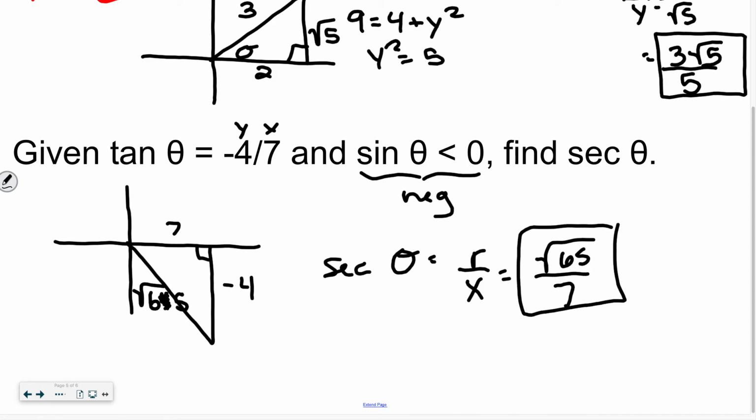Again, you can double check your sign, positive or negative at the end, by doing all students take calculus. This is in quadrant 4 where we say calculus, which means cosine and its reciprocal secant should be positive. Is that in fact true? Yes, it is, so you got the right sign at the end. Okay, so something to think about. Any questions?